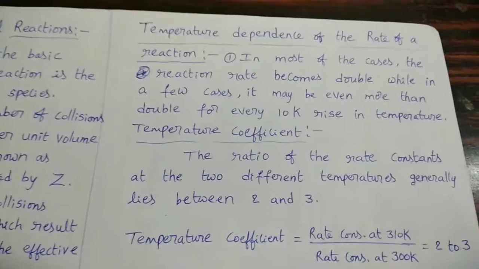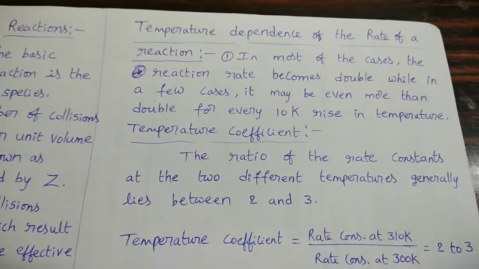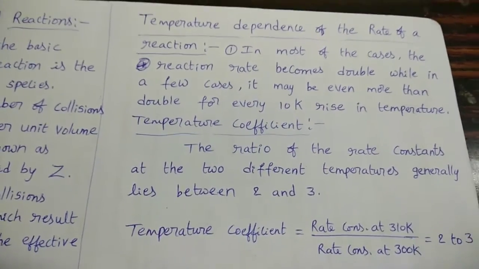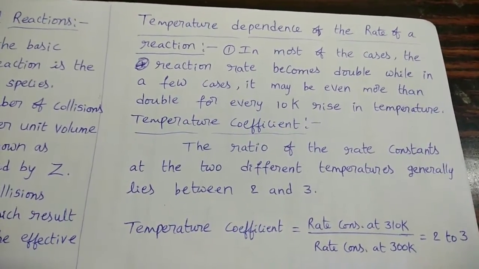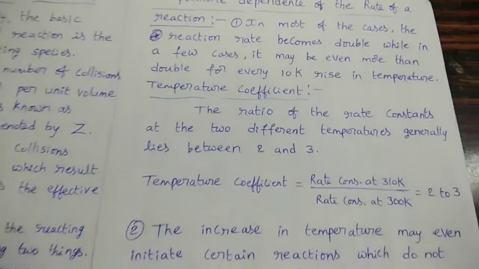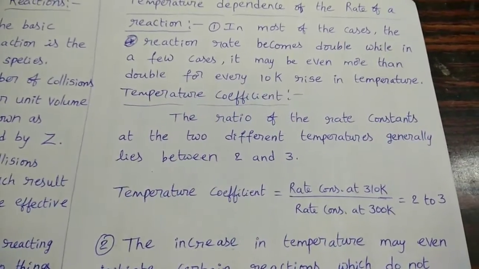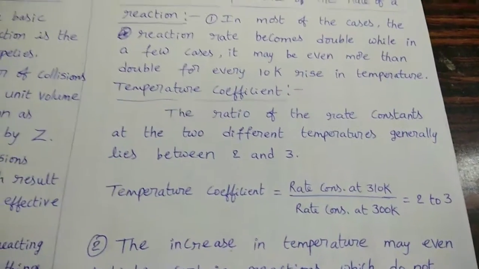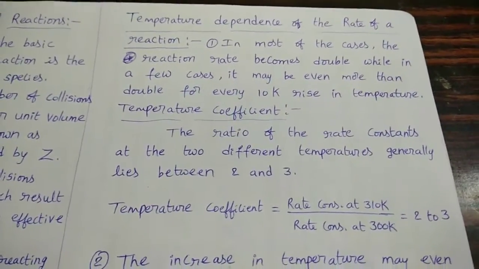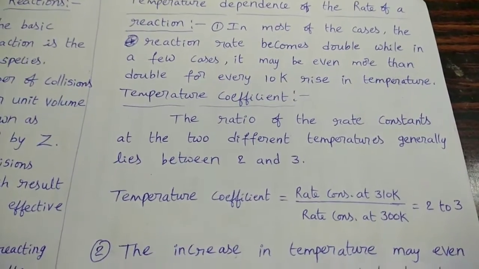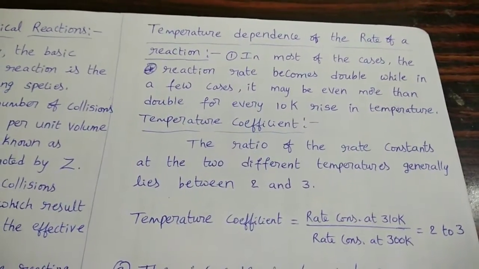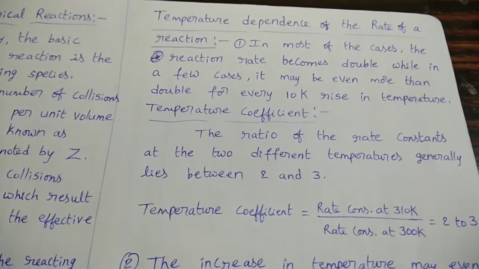Now temperature coefficient, the ratio of the rate constants at two different temperatures, generally lies between 2 and 3. So at two different temperatures, if we take the ratio of rate constants, that is temperature coefficient. So temperature coefficient equal to rate constant at 310 Kelvin divided by rate constant at 300 Kelvin is equal to 2 to 3. Between 2 to 3, this ratio is there at these temperatures. So at two different temperatures, the ratio of rate constants is called temperature coefficient.